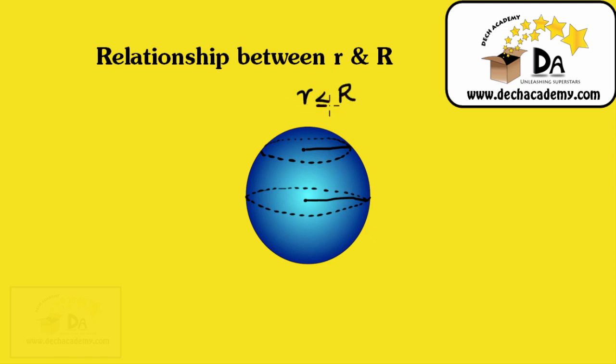Or I can say r is less than or equal to R, where r is equal to big R when you're considering the equator. So, for instance, this is a line of latitude, and the radius is r from the center to its circumference. Here, this is the equator. From the center to any point on the circumference gives the radius of the Earth.